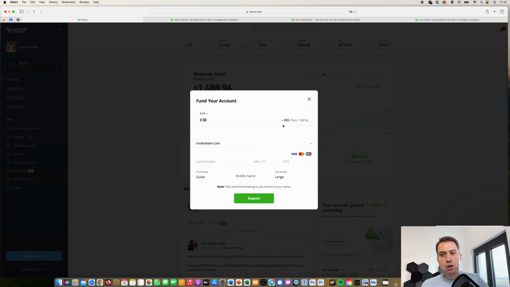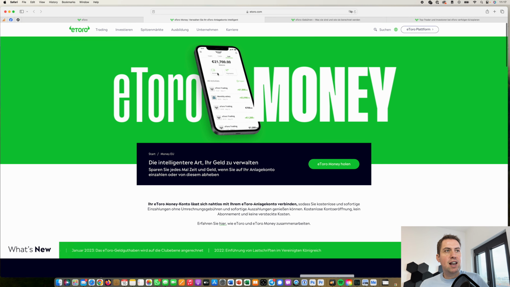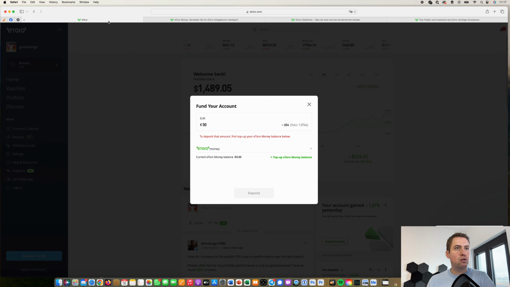However, if you look at the exchange rate, because all the funds that you deposit at eToro are converted into US dollars, you can see the exchange rate is approximately 1.5% worse than the actual exchange rate. So you have to calculate with 1.5%. However, you can avoid that if you use eToro Money. eToro Money is basically a special app that you can wire money to, and then you can transfer it to your eToro account. It's a bit more complicated, but if you want to avoid this 1.5%, that's the way to go.